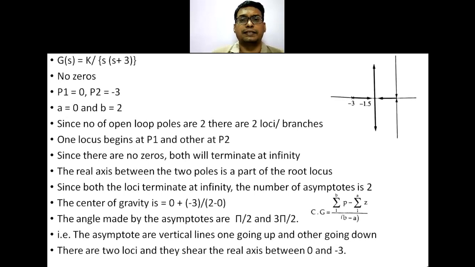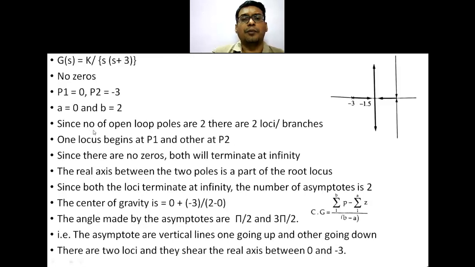Now coming to the simple example which we will discuss. Whatever we have studied, we will try to apply that. G(s) is my open loop transfer function, which is equal to K upon s into bracket s plus 3. There is nothing in the numerator, so there are no zeros, and there are two poles: s equal to 0 and s equal to minus 3. So P1 is equal to 0 and P2 is equal to minus 3. The number of zeros, A, is equal to 0, and the number of poles, B, is equal to 2.